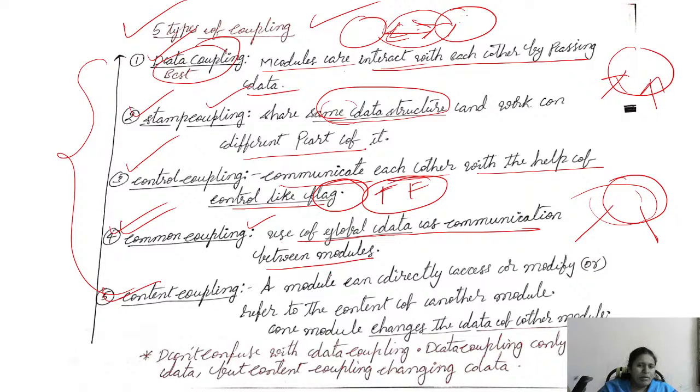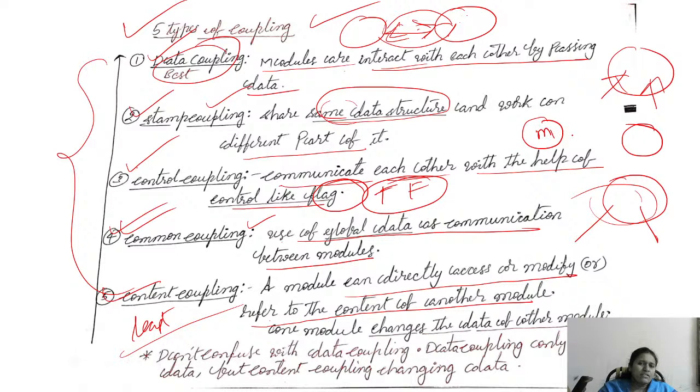Next one is content coupling. This is the worst coupling. A module can directly access, modify, or refer to the content of another module without any condition. This module is accessing and modifying this data also. It is not good, right? It is not good practice. Directly modifying the data is not a good one. It is changing the data of another module. That's why this is the worst coupling.